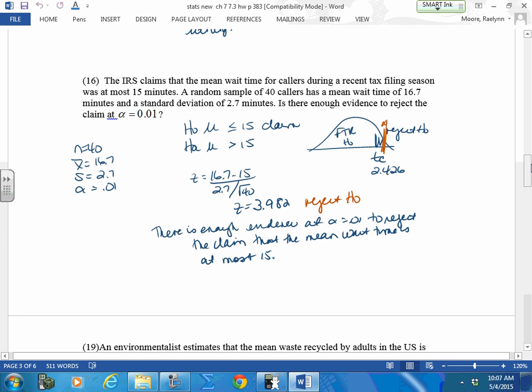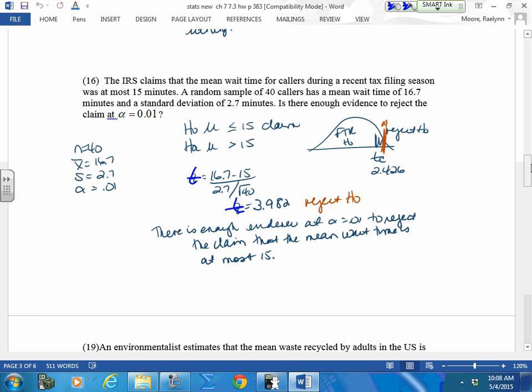Okay, next one, I wrote all Z's on these, not T's. Your IRS claims that the mean wait time for callers is at most, that's less than or equal to. The equal to sign is an H0. The complement of that is greater than. So you follow the greater than sign and you've got a right tail test.